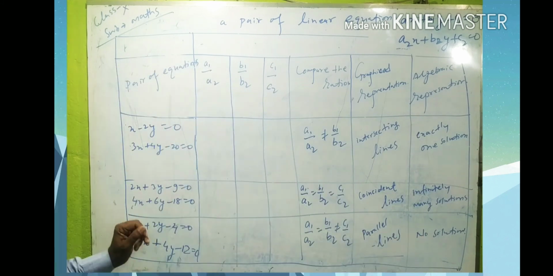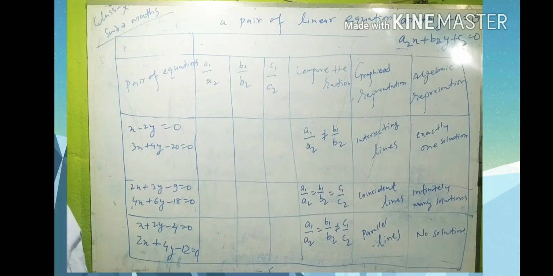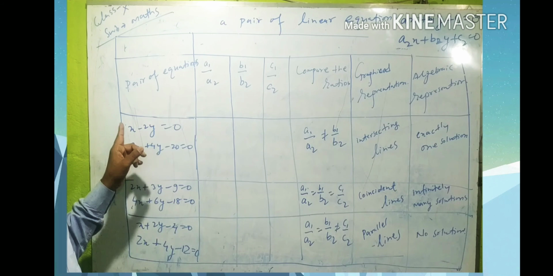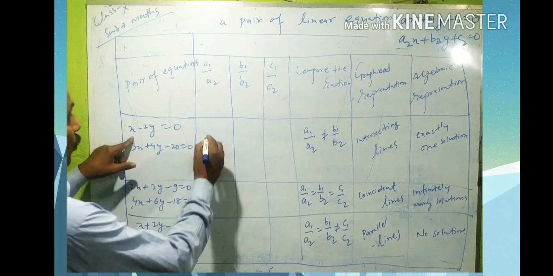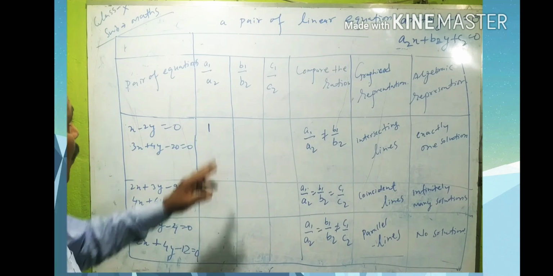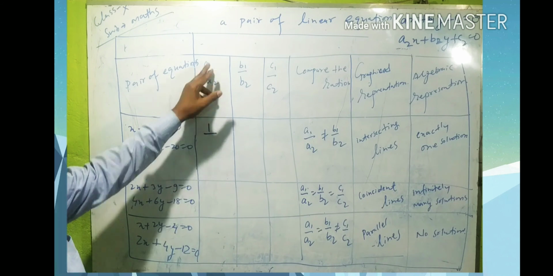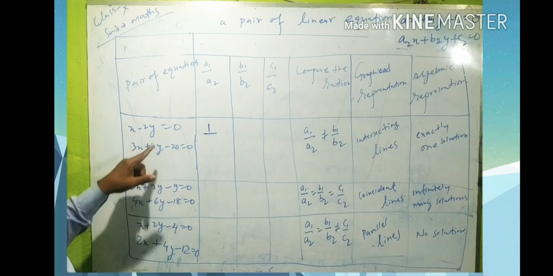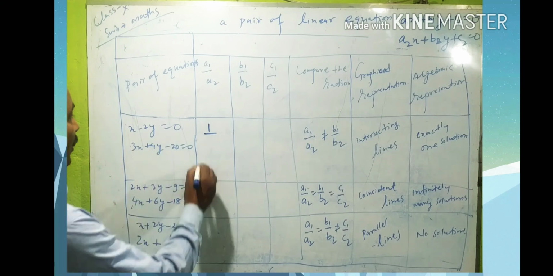The first one. Here A1 is what? A1 means coefficient of x. Nothing is written here, that means 1 will be here. So 1 by A2. A1 is coefficient of x and A2 means coefficient of x in the second equation now. So 3 is here, so 1 by 3 will be here.